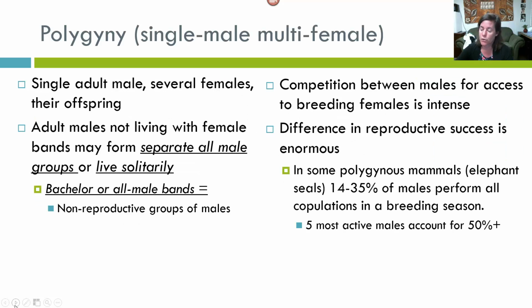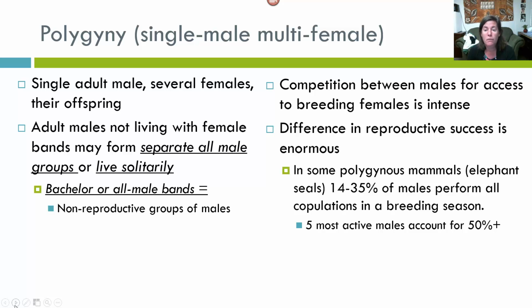The third type of social organization that is exhibited by primates is polygyny. This is single male, multi-female. Single male, several females and their offspring form groups together. Adult males not living with the female bands generally form separate all-male groups, or they live solitarily. These all-male groups are generally referred to as bachelor bands or all-male bands, and effectively they represent non-reproductive groups of males. They're non-reproductive because there are no females in that group.